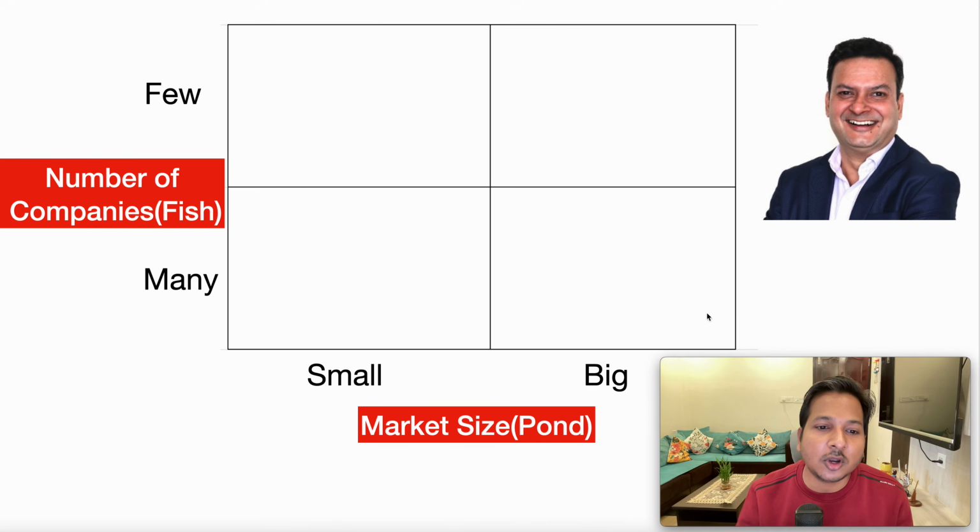This first block shows that the market size is small and there are many players. It means the pond is very small and there are many fishes. What will happen is that all the fish will compete with each other and there will be no pricing power. If one company increases its prices, the customer will go to another player, because they don't have pricing power. The market size is very small and there are many big players.